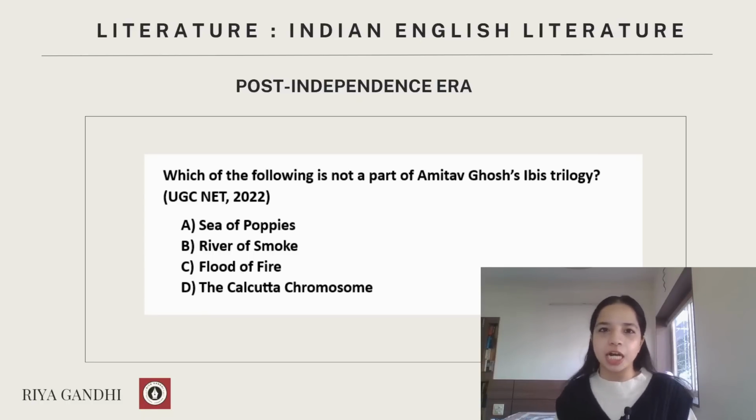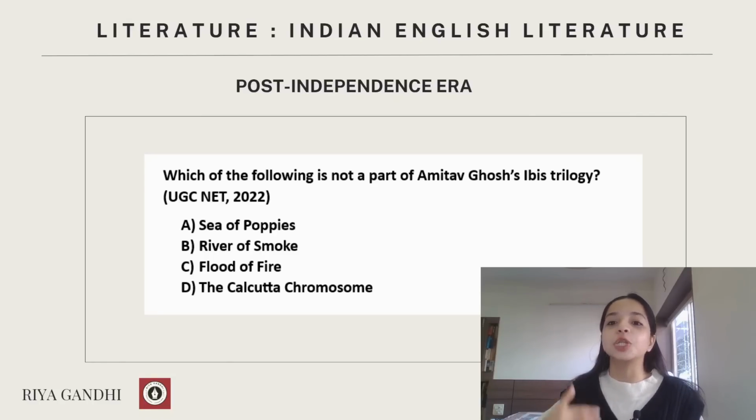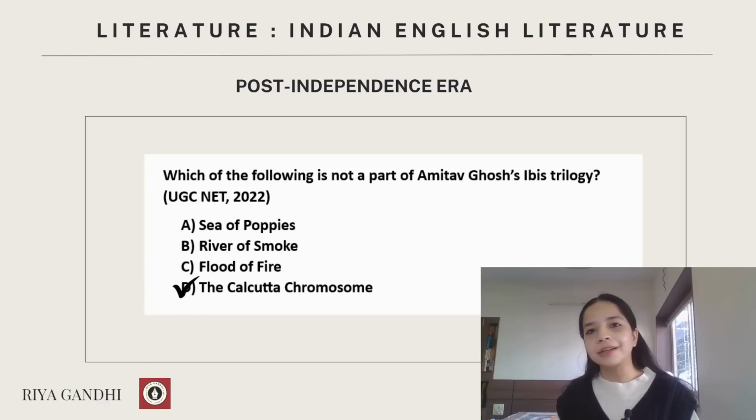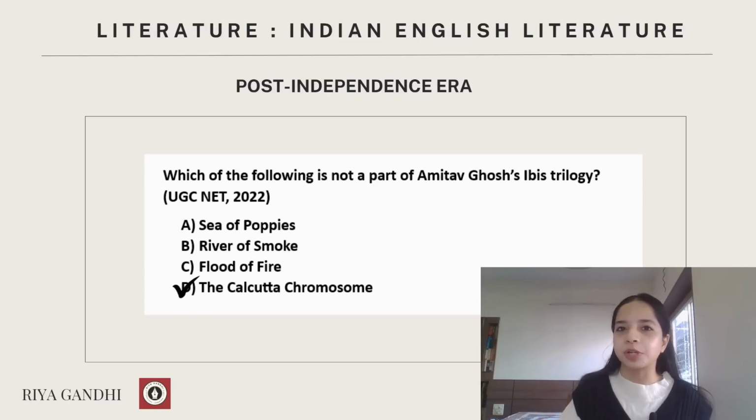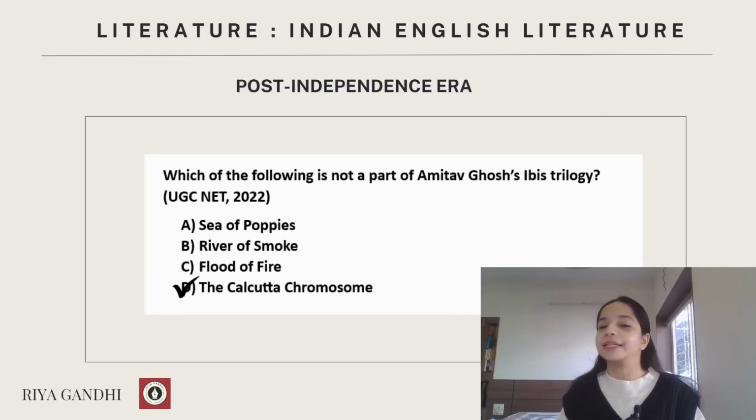So a question was asked related to Amitav Ghosh's Ibis trilogy in 2022, asking which of the following works is not a part of the Ibis trilogy. So the Ibis trilogy consists of Sea of Poppies, River of Smoke, and Flood of Fire. The Calcutta Chromosome is a completely separate novel that was published in 1995.